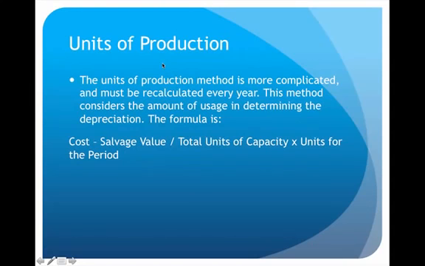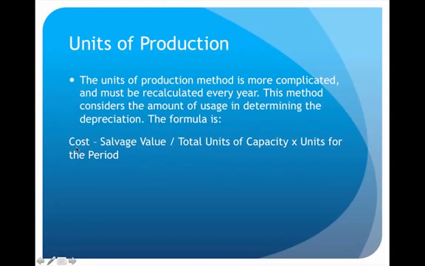The idea is that if the equipment or the asset is used a lot, then we should probably take a lot of depreciation that year. But if the equipment isn't used very much, we should take less depreciation. So with this method, you would actually have to recalculate the depreciation every single year because it would depend upon the usage of the asset.